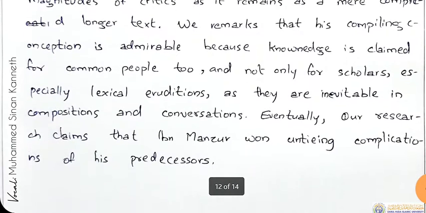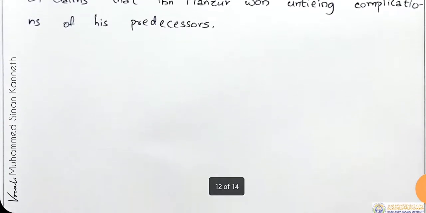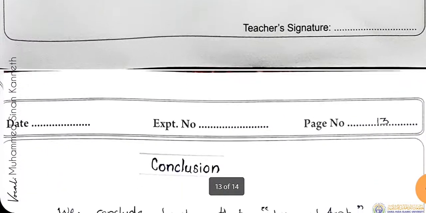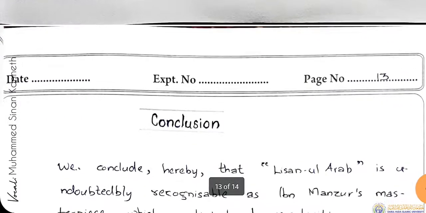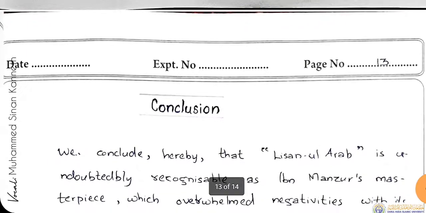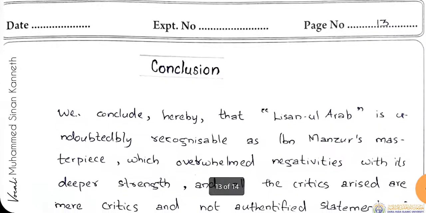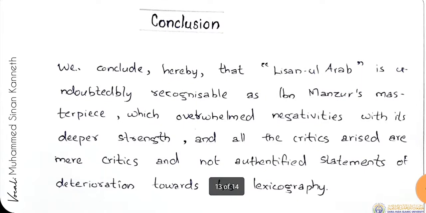So let me conclude. The researcher finds that Ibn Manzur's lexicography created positive waves in lexicology and revealed a new phase for dictionaries, never seen before, never after. Despite magnitudes of critics, as it remains a mere compiled longer text, his compiling consumption is admirable because knowledge is claimed for common people too, and not only for scholars, especially lexical erudition, as it is inevitable in composition and conservation. Eventually, our research claims that Ibn Manzur won in untying the complications of his own predecessors.